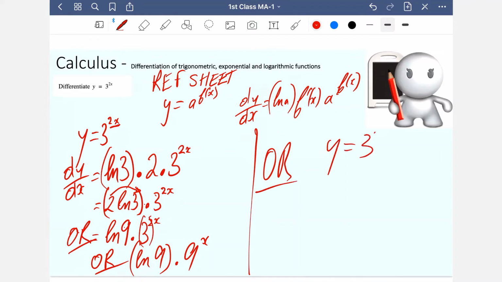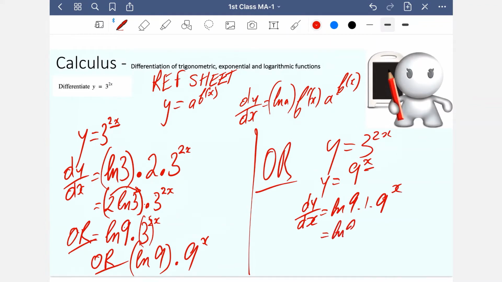So y equals 3 to the power of 2x, y equals 9 to the power of x, and then applied the given formula, which is dy dx equals the log of 9. The derivative of x is 1, and 9 to the power of x, which is log of 9, and 9 to the power of x. Okay, so many different ways to get to what you're after.